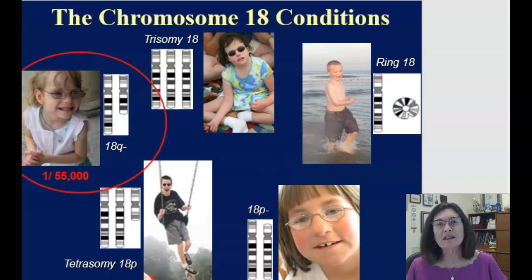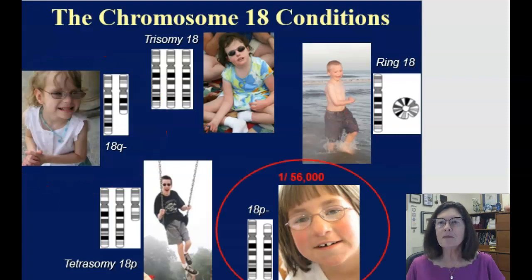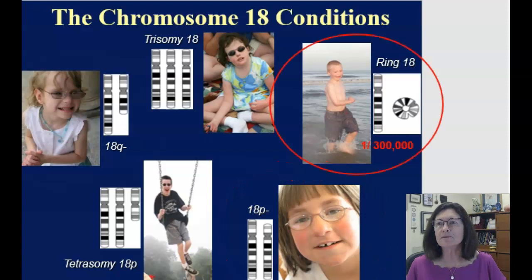So someone with a deletion of one copy of chromosome 18 of any size from any region on the long arm has 18q-. Likewise, someone with a deletion of any size from any region on the short arm, called the P arm, has 18p-. And in this group, half of the people are missing the entire short arm, and the other half with 18p- are missing just some portion of the P arm. So there's a lot of variability.